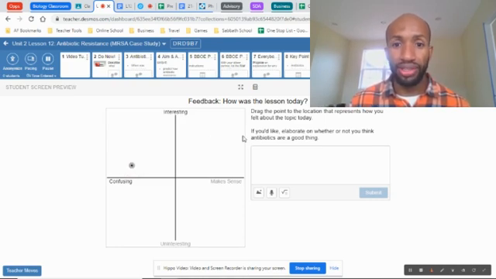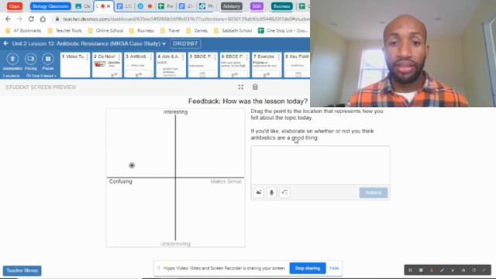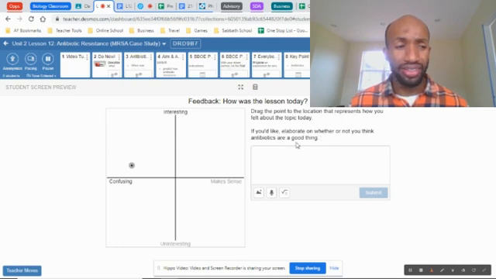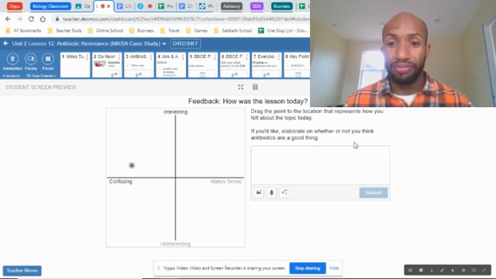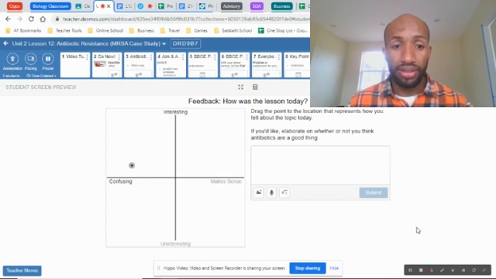And then finally, if you'd like, you can elaborate on whether or not you think antibiotics are a good thing. After this lesson, you might not think that it's the greatest thing ever, but we'll see. Some people might still think it's good. We'll see. All right, and that will be the lesson for today. Please ensure that you work diligently and you check in with me for checking for understanding.